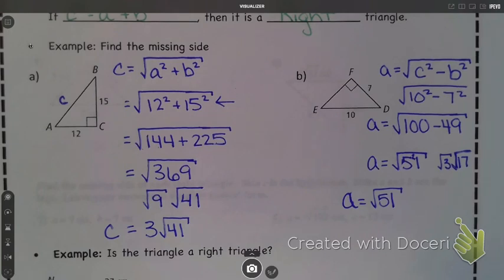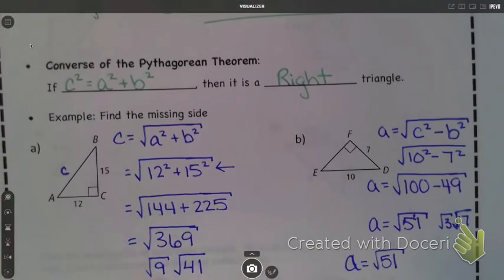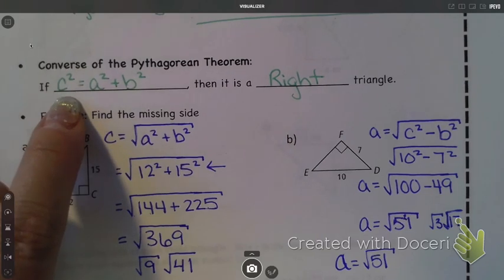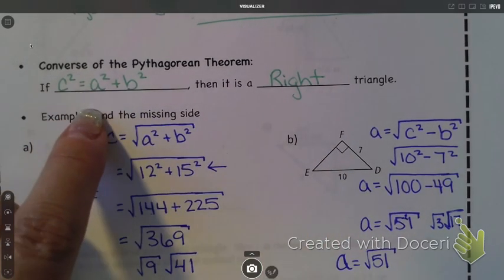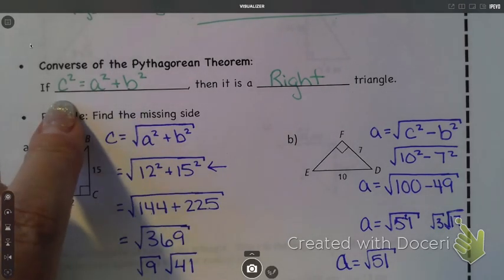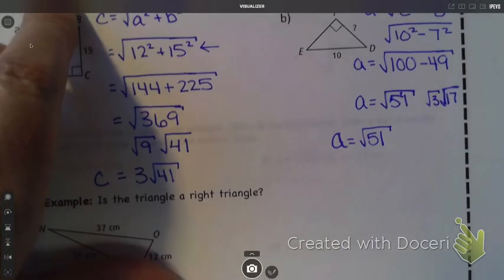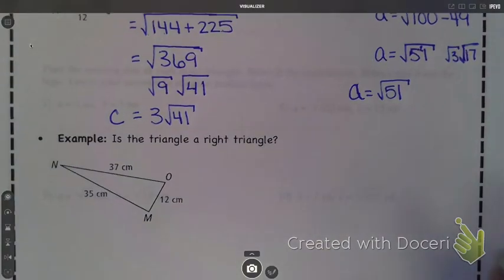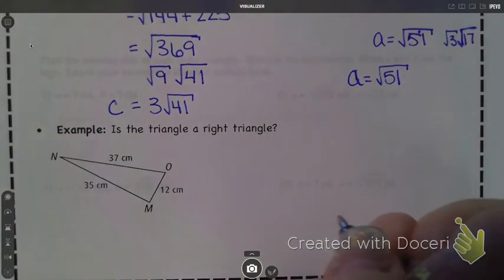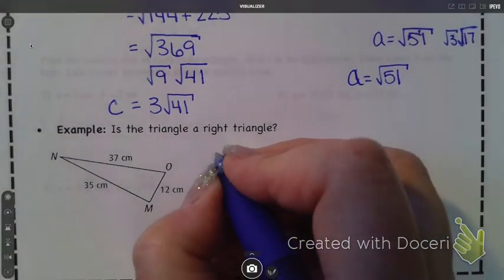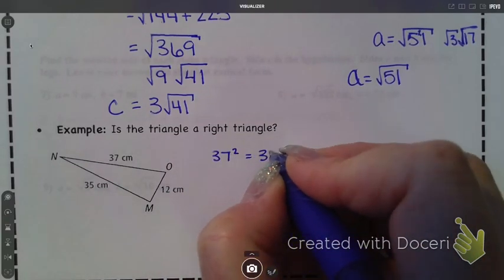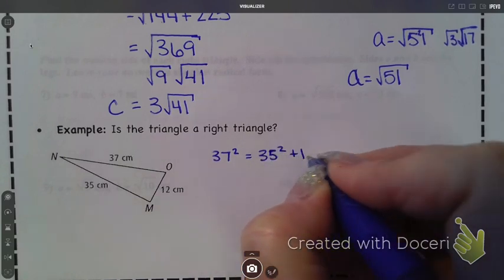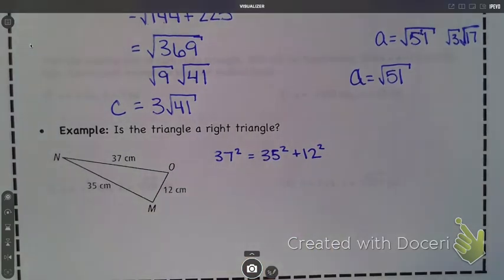Okay, on the bottom, is this a right triangle? Well, my converse says right here, if c squared equals a squared plus b squared, then it's a right triangle, right? Yep. So guess what I'm going to do? C squared equals a squared plus b squared. How do I know which one is c? The longest side. So which one's longest? 37. 37 squared equals 35 squared plus 12 squared.